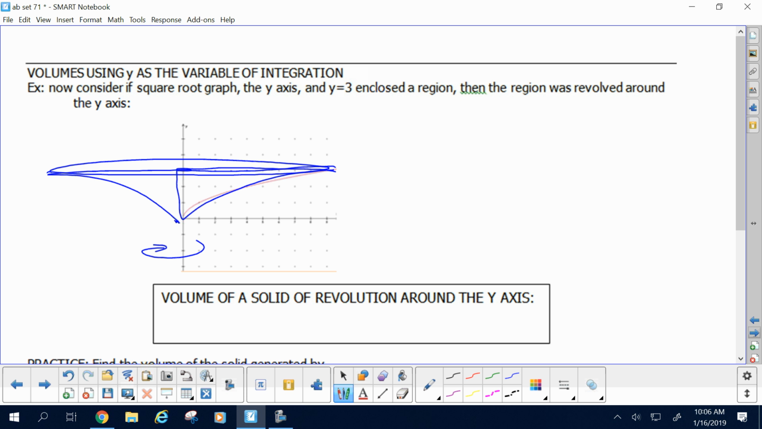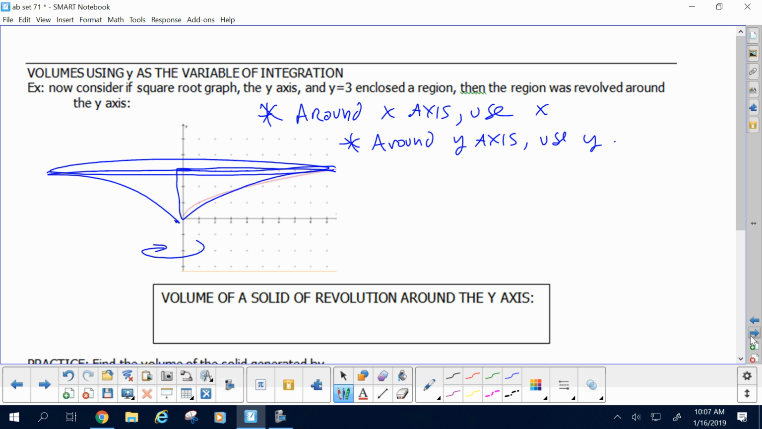Now, we could still do X slices, but it wouldn't be cylinders anymore. That's actually a shell method. If it's around the x-axis, use X. But if it's around the y-axis, use Y.